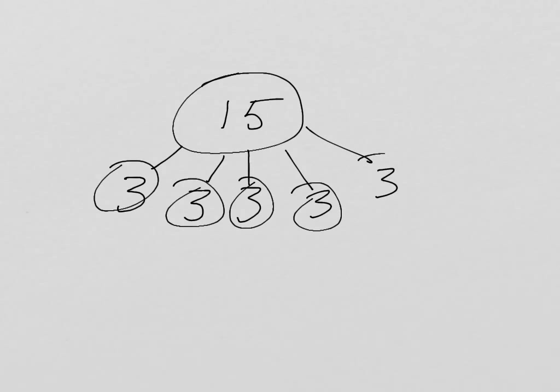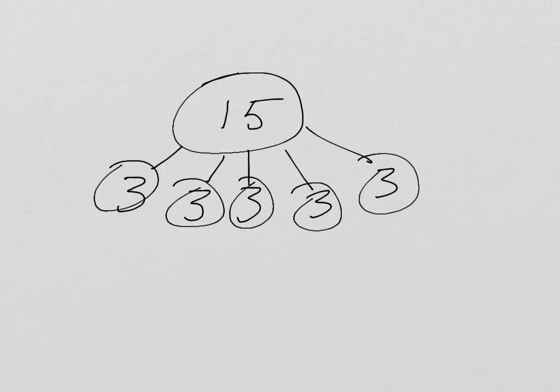Now, you might notice that this looks an awful lot like where we started with repeated addition. And it does. We have 5 parts. Let's count them up. 1, 2, 3, 4, 5. And each part is worth 3. So we have 3 + 3 + 3 + 3 + 3.